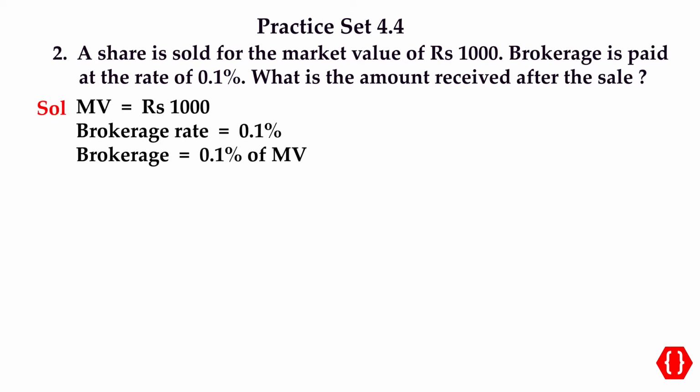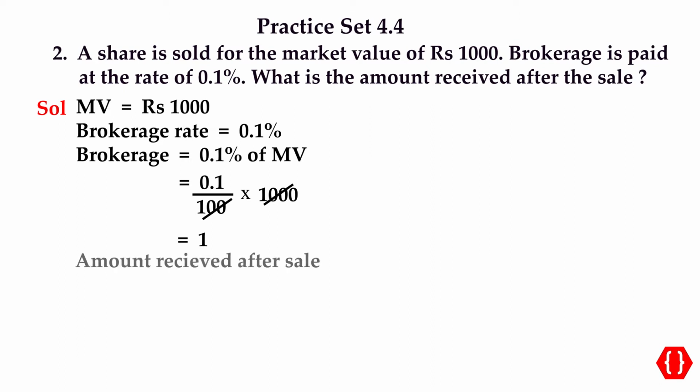We have market value as 1000 rupees. Brokerage rate is 0.1%. Brokerage is 0.1% of market value. That is, we get 1 rupee. By subtracting brokerage from market value, we get the amount received after sale, that is 999 rupees.